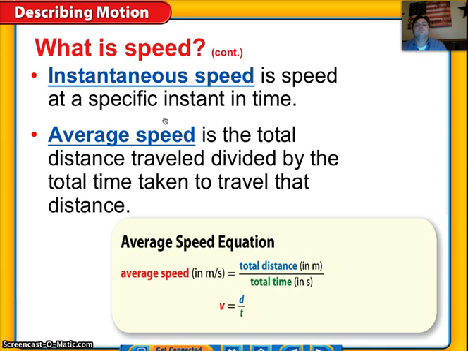Average speed. The total distance traveled divided by the total time taken to travel that distance. Now here's a good equation: the total distance divided by the total time. That's how you find your average. And here's a pretty good formula that you should write down under your definition. It is total distance divided by total time, V equals D over T. You're going to see that quite a bit.